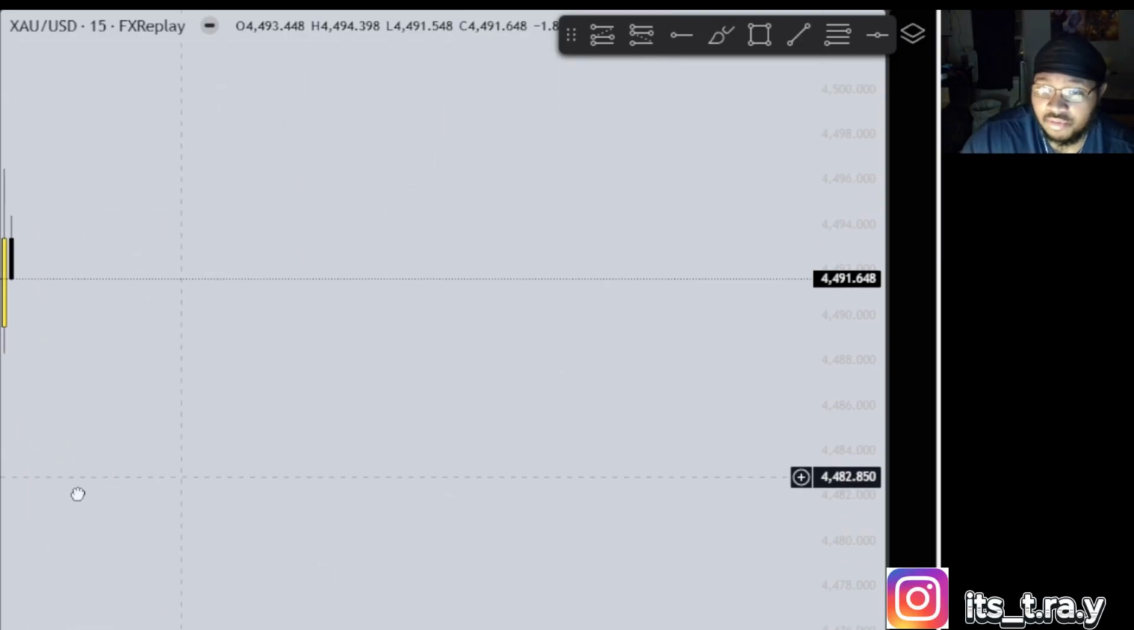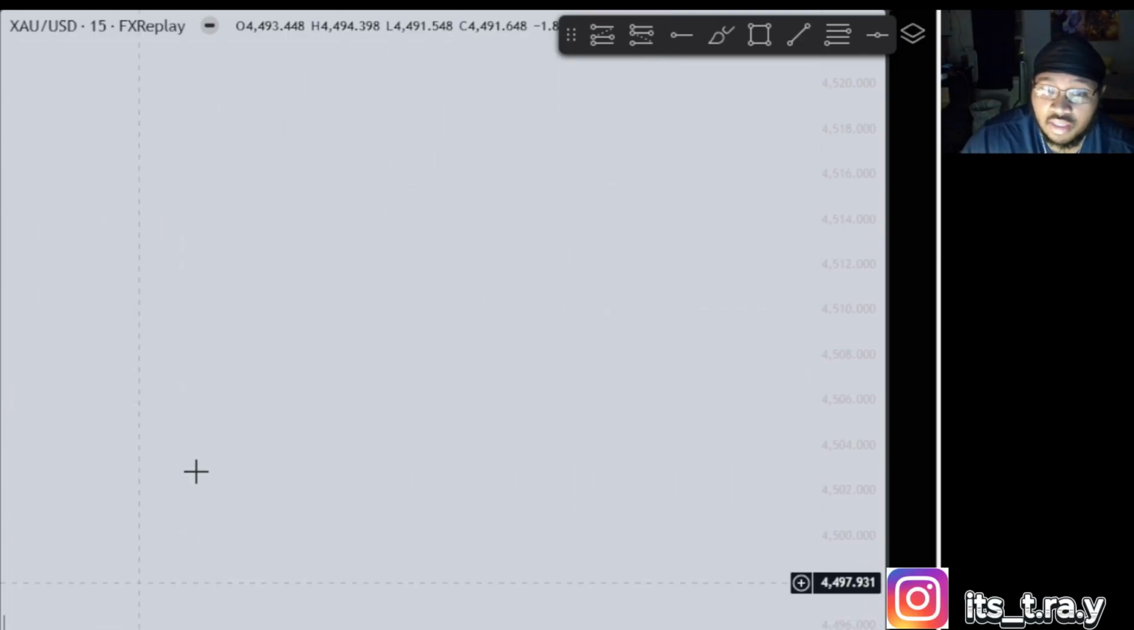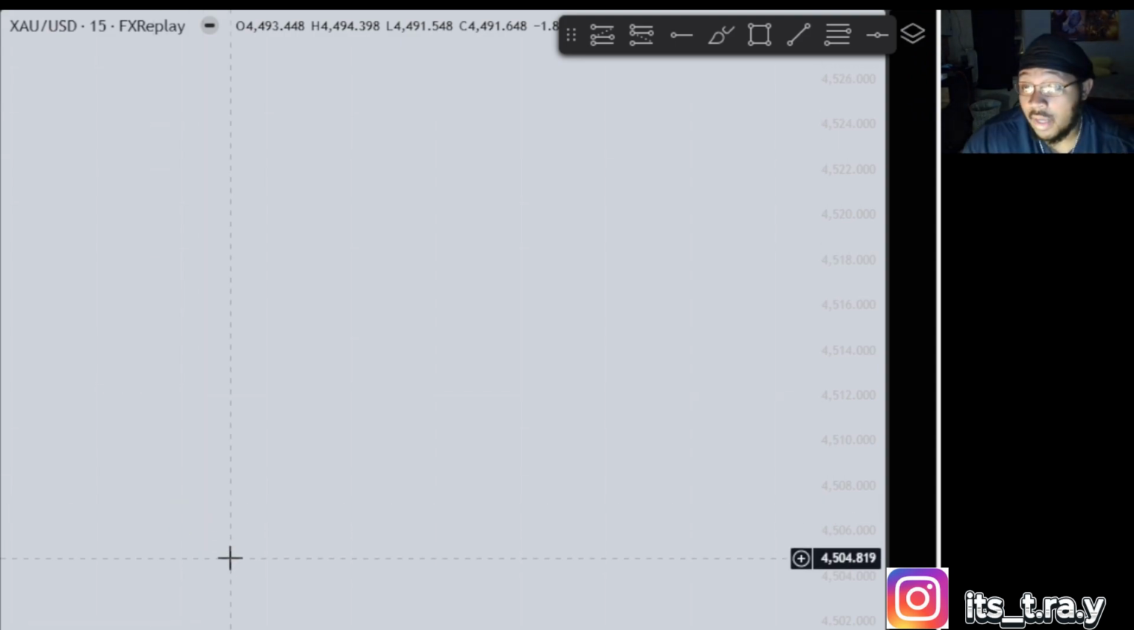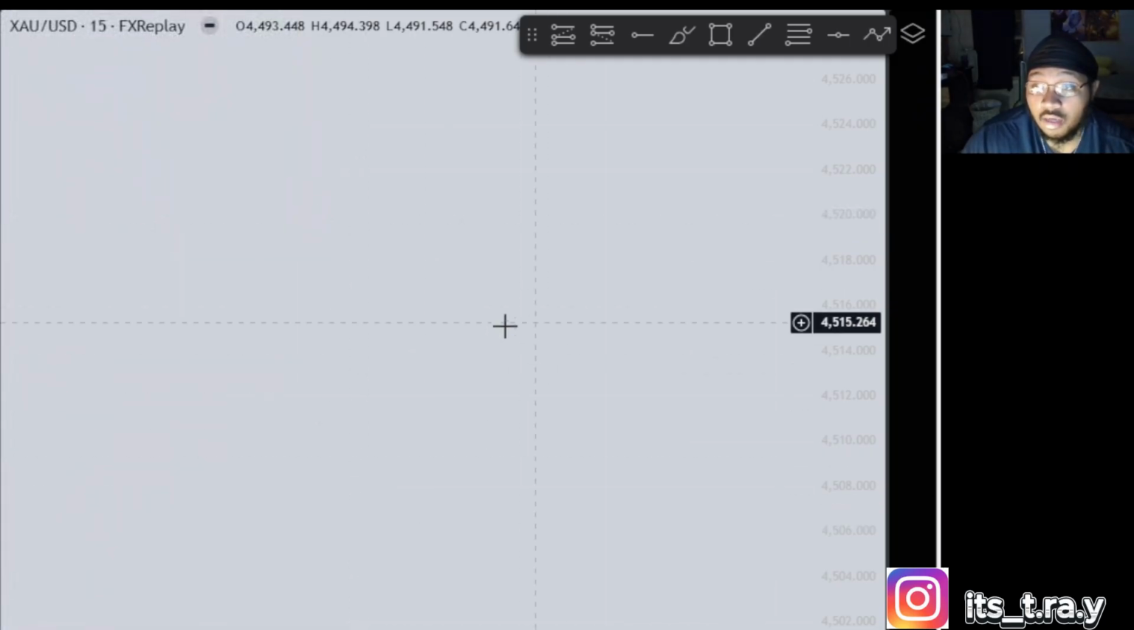Now, I'm going to move this over here. Move the candles out of the way. So, do I have my path tool? I do not have my path tool. Path tool. Got it. All right, guys.